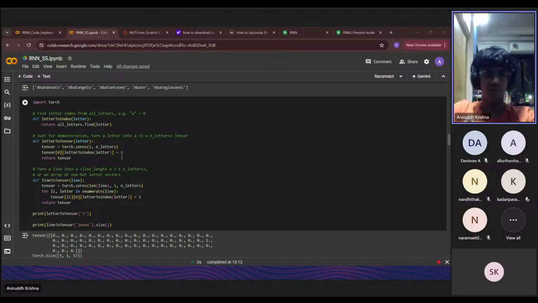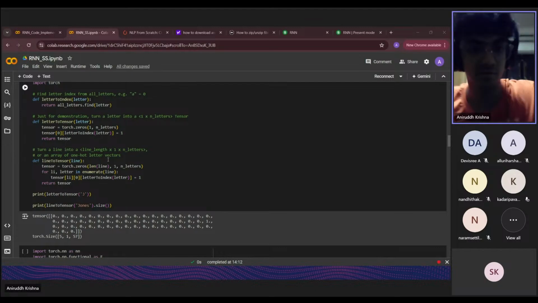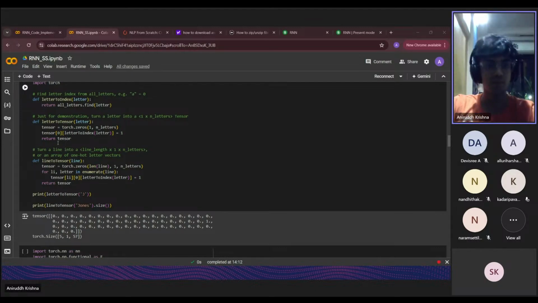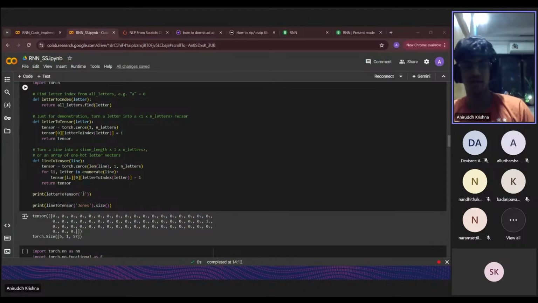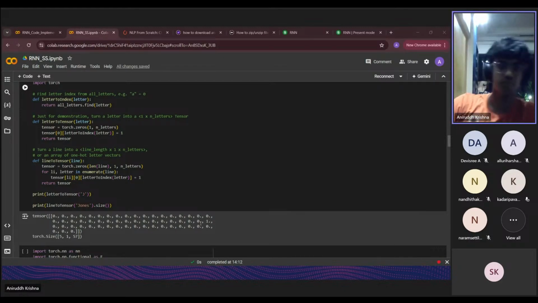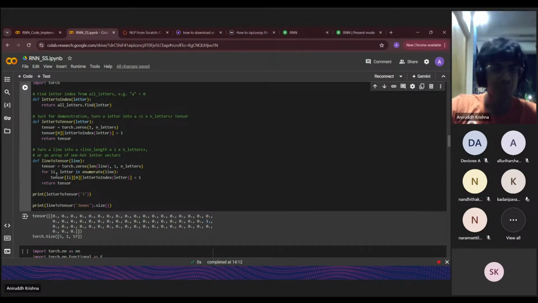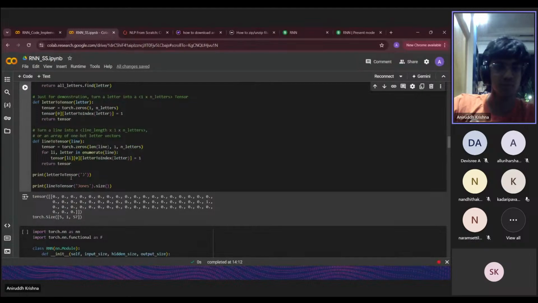So here we use letter to index, put in the letter that we want, and change that position to 1. For example, if we want to convert the letter J to a vector, I'll use letter to tensor J. As you can see, since it's a capital letter J, first we have all 26 small letters. Then since J is the 10th letter of the alphabet, the capital J has a 1 at the 36th place of the tensor. So 3, 6, 9, 12, 15, 18, 21, 24, 27, 30, 33, 36. That's how you do it.